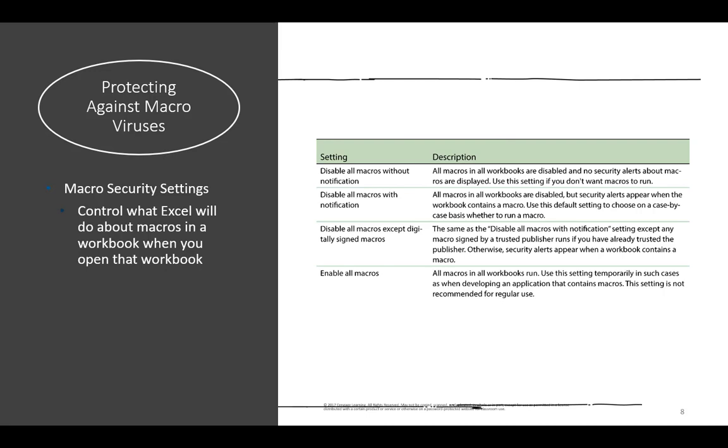Protecting against macro viruses. The macro security settings control what Excel will do about macros in a workbook when you open that workbook. You can set macro security in the Trust Center. The Trust Center is a central location for all of the security settings in Office. By default, all potentially dangerous content is blocked without warning. If content is blocked, the message bar, also called the Trust bar, opens below the ribbon, notifying you that some content was disabled. You can click the message bar to enable content.